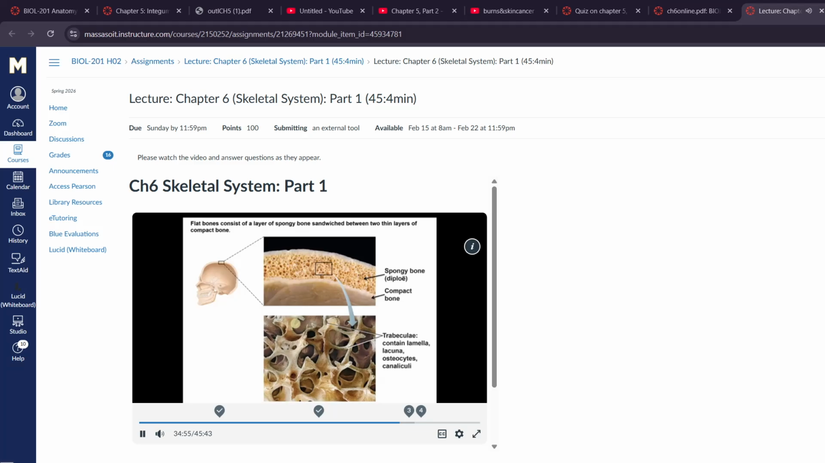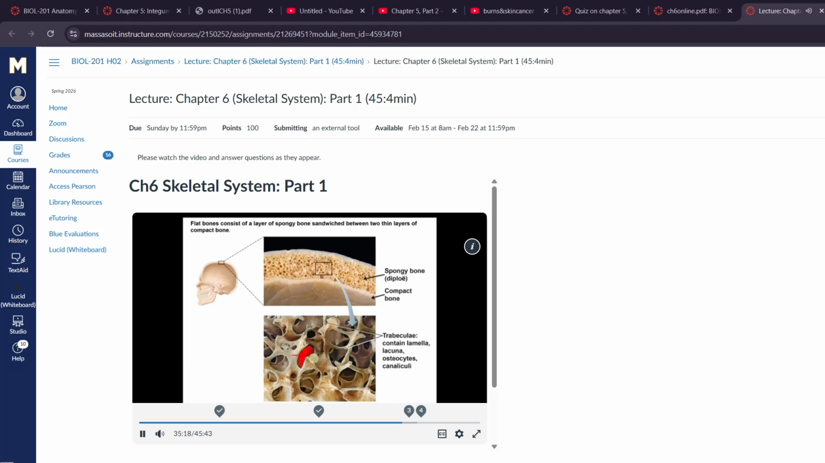Okay, so let's take a look. We're going to take a piece of flat bone from the skull. You can see compact on the outside, spongy on the inside. And if we look at that even closer, you can see here are the trabeculae. Now this, of course, is not from a living organism, so you don't see the red marrow, right? There should be red marrow in here.